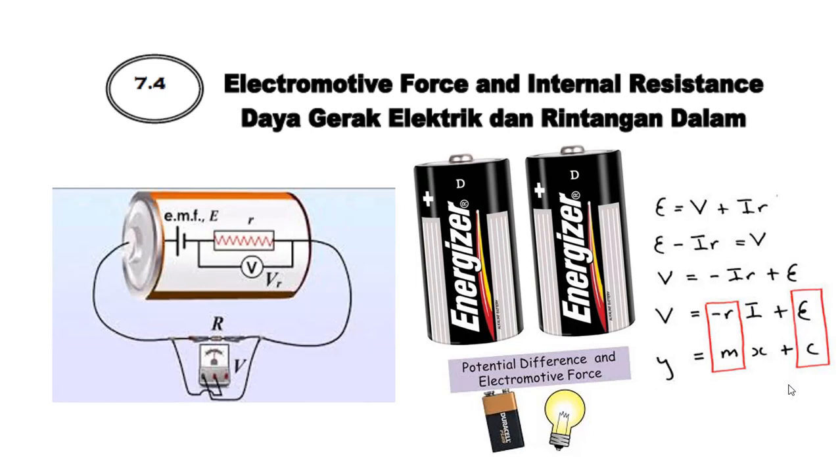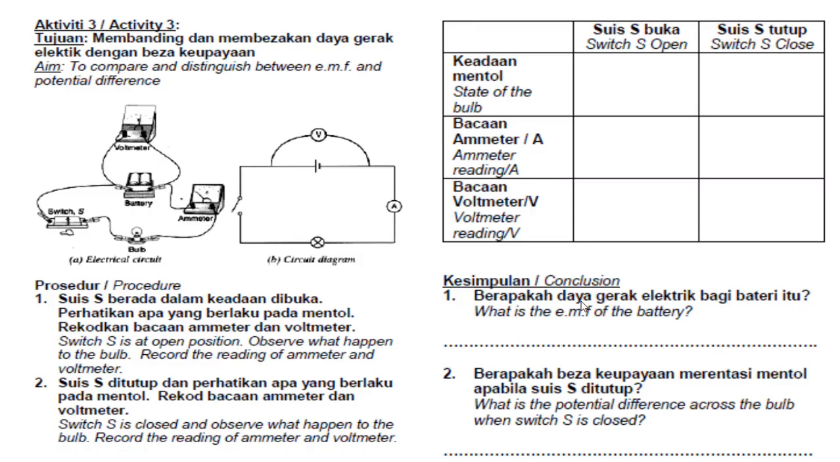Okay, now we continue for the second topic on electromotive force and internal resistance, in Malay, daya gerak elektrik dan rintangan dalam. Activity 3, we will continue our discussion to distinguish between EMF and potential difference. Remember last topic we learned about open circuit and closed circuit, right?